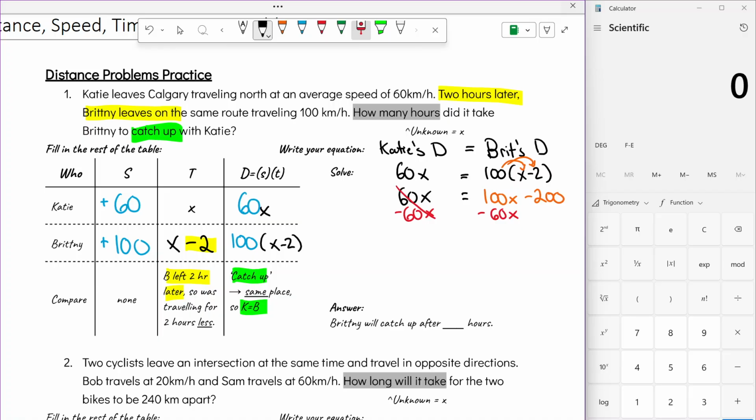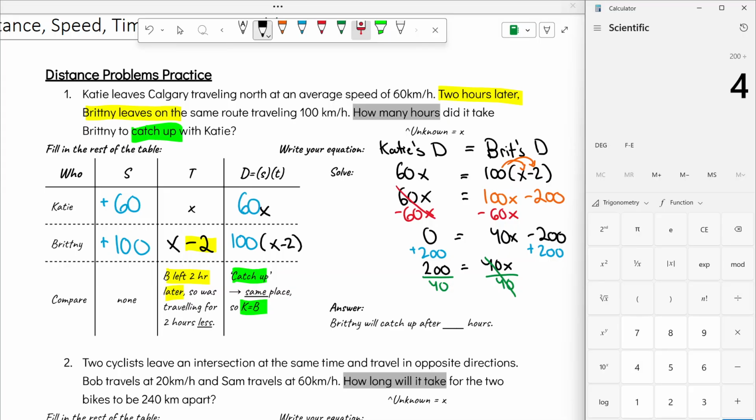60x minus 60x leaves us with 0 on the left side of this equation. 100x's take away 60x's gives me 40x's, and I still have my constant minus 200. Undo that subtraction. The opposite of subtracting 200 is adding 200. We get the new equation 200 is equal to 40x. And we'll finish up by undoing that multiplication by dividing both sides by 40. 200 divided by 40, I can use my calculator if I need to for that. And of course I get 5 as the value of x.